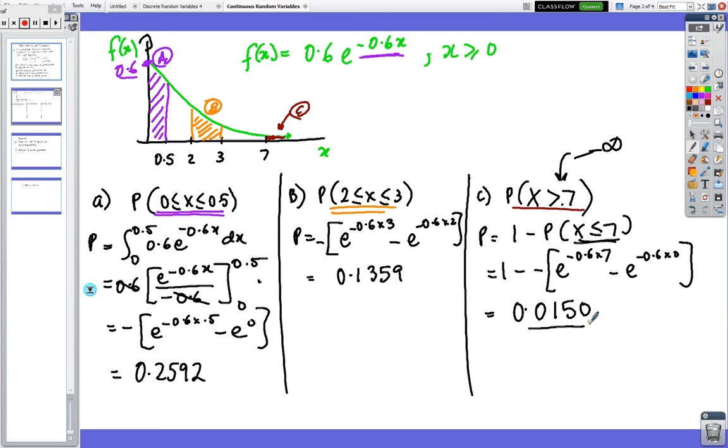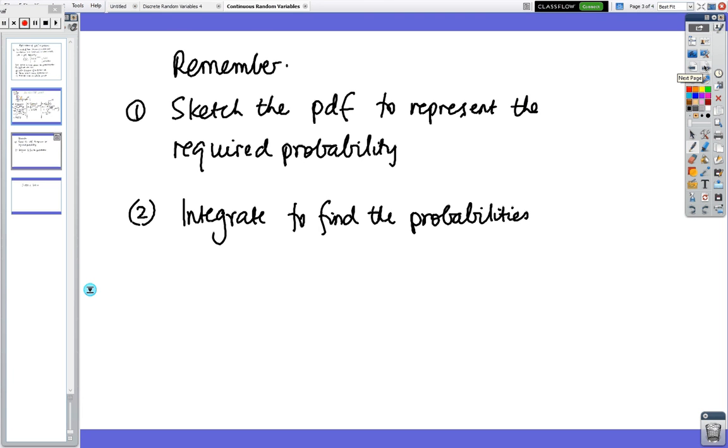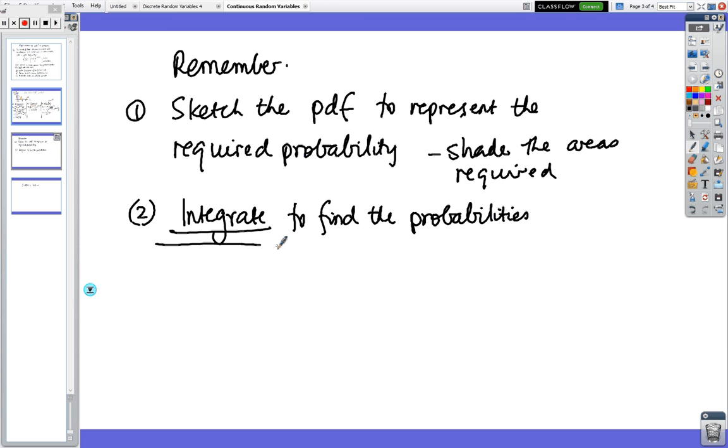Okay, so have a look at those ones again if you need to, and copy them into your book, and come across. There's no other example, but I say sketch the PDF, sketch the graph to represent the required probability, because if you shade in the areas you're looking for, that's showing me that you know what you're doing. And the second part is you always integrate. Always integrating to find the areas, because that's the areas under the curve.